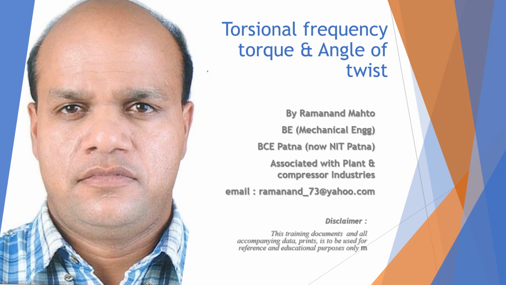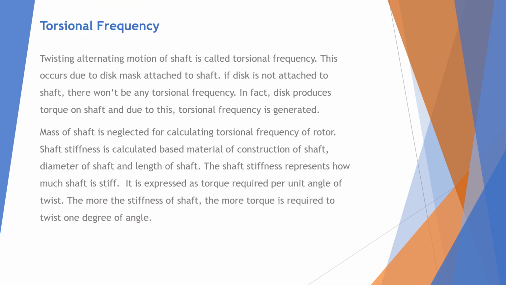Torsional frequency and torque and angle of twist, because for using the Holzer method, torque and angle of twist need to be calculated. So how can we generalize this equation for torque as well as angle of twist? Twisting alternating motion of a shaft is called the torsional frequency.